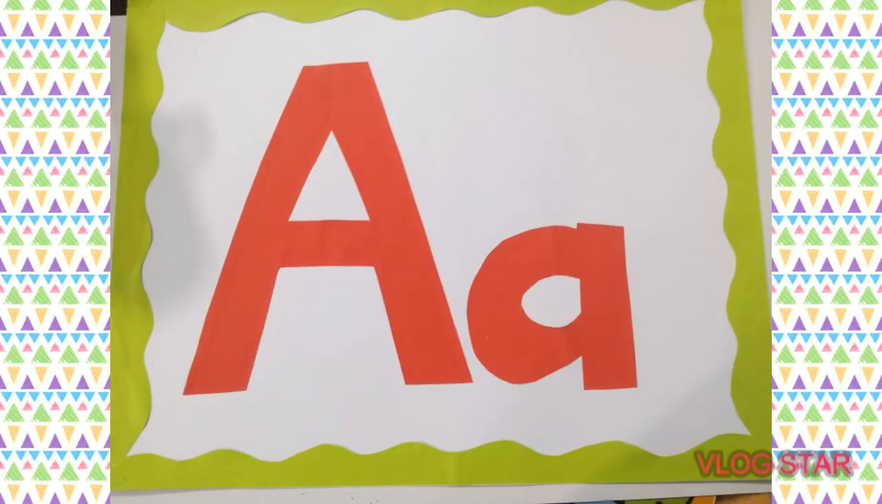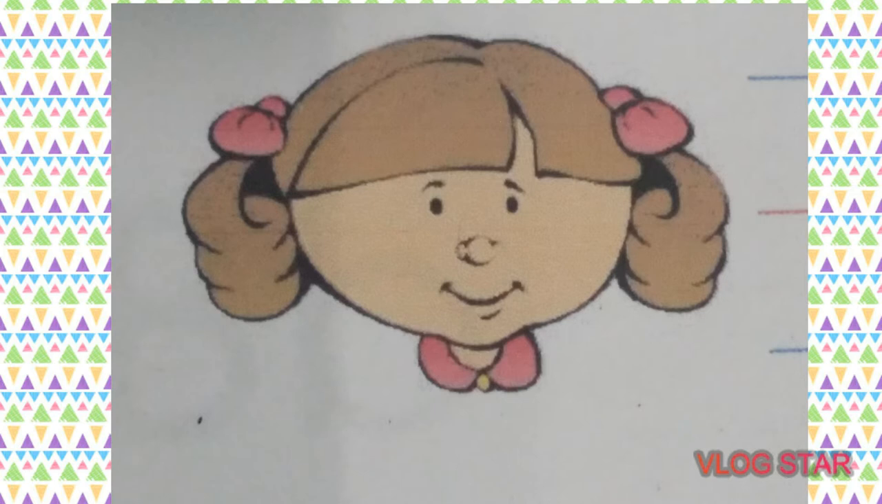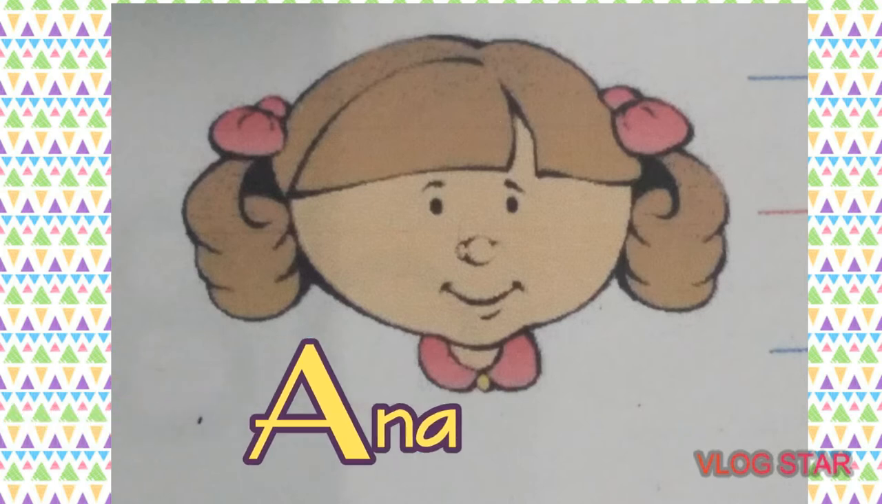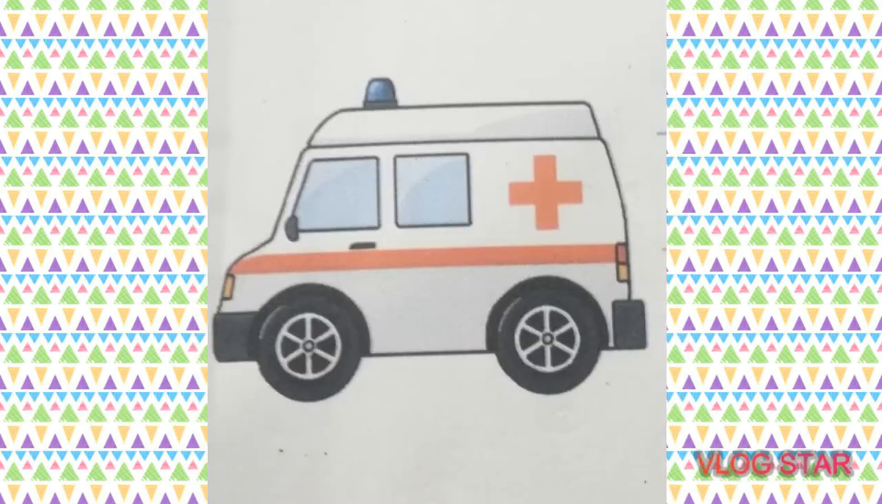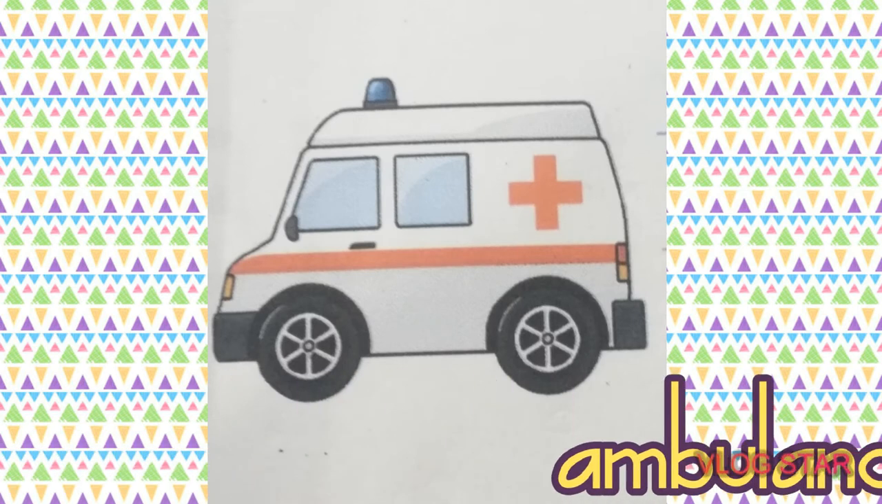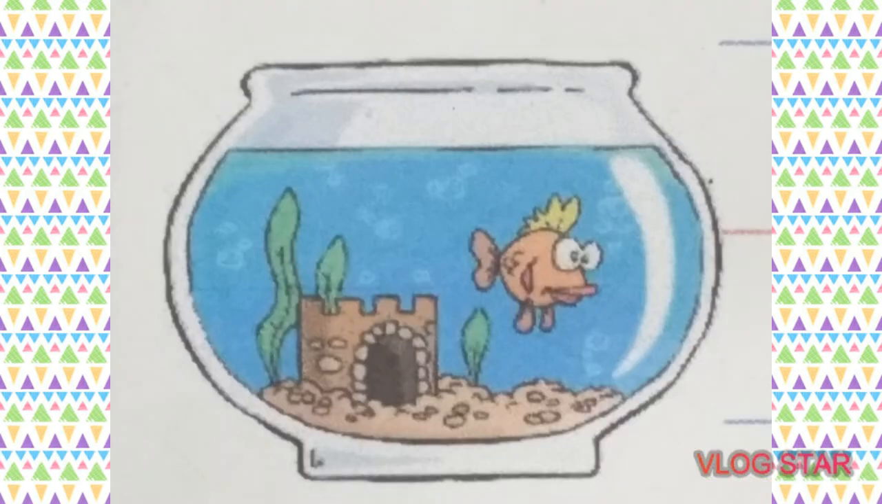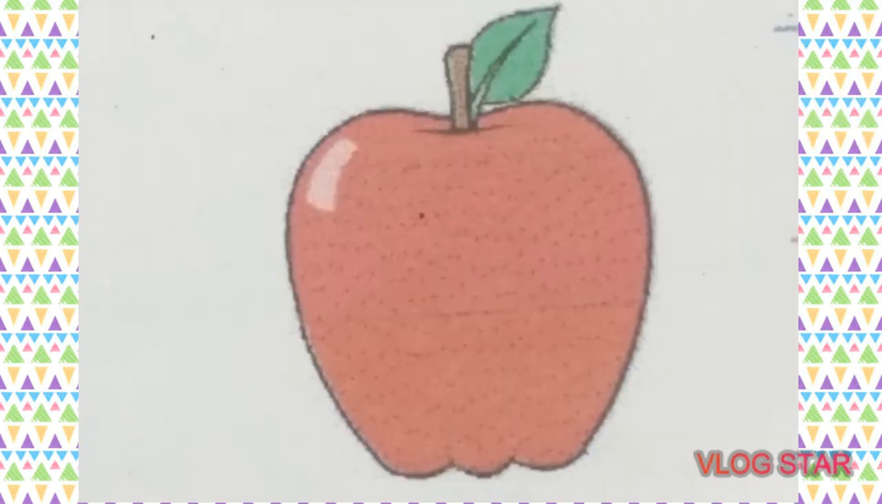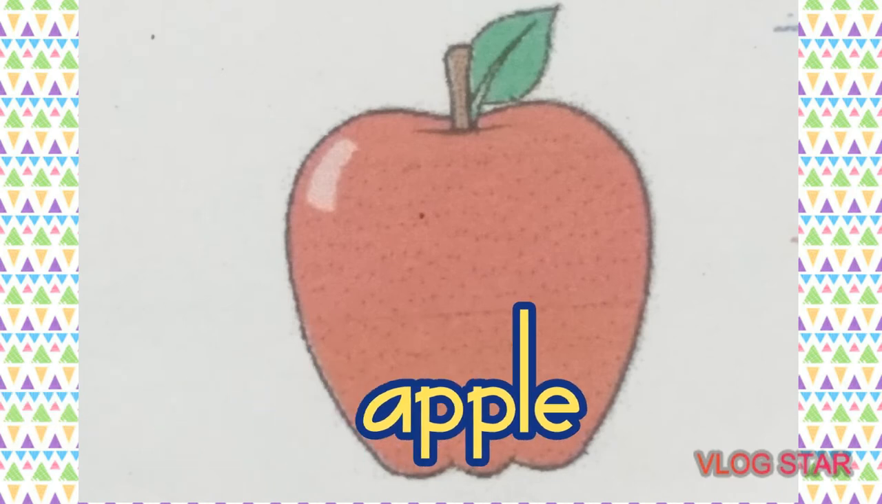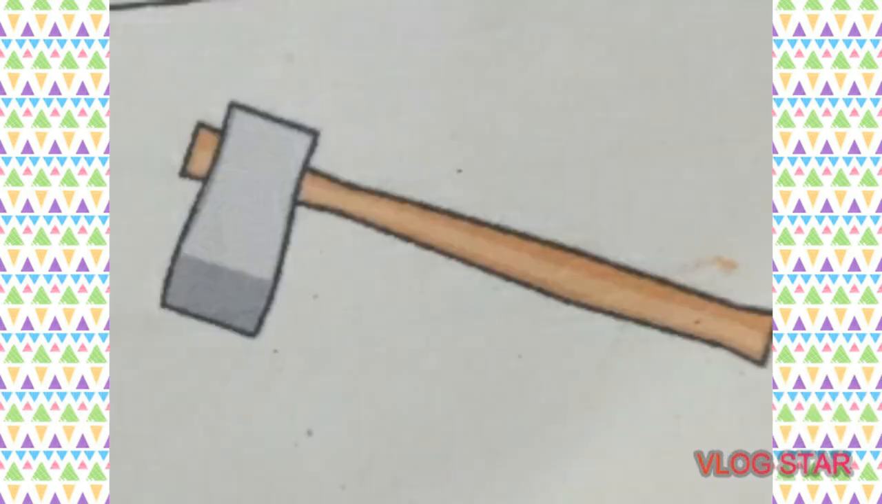Okay. I'm going to show you some pictures that begin with the letter A sound, A. Anna. Ant. Ambulance. Aquarium. Apple. And axe.